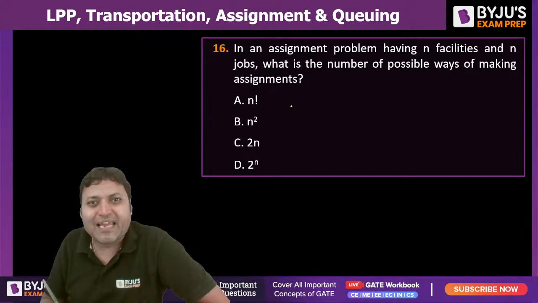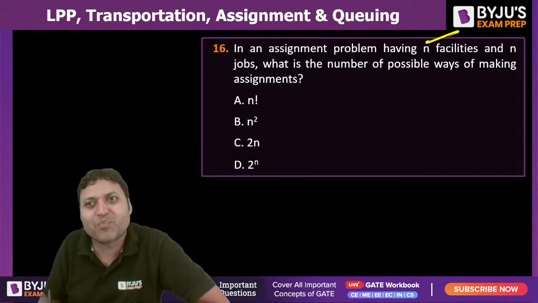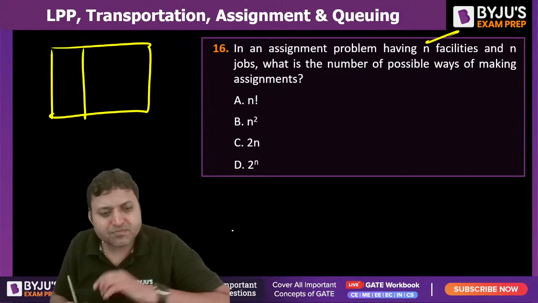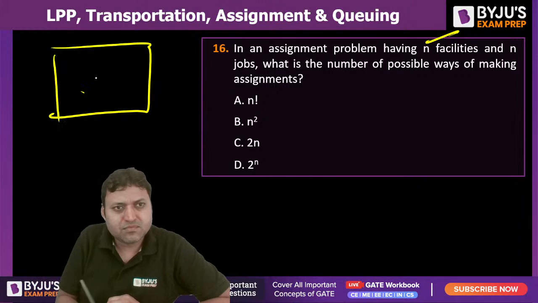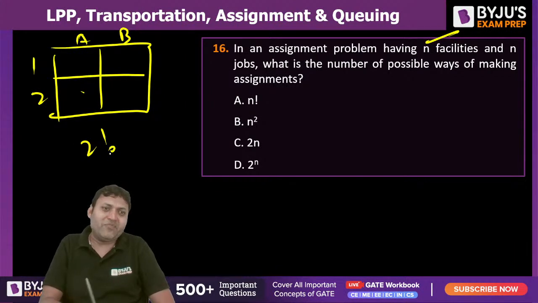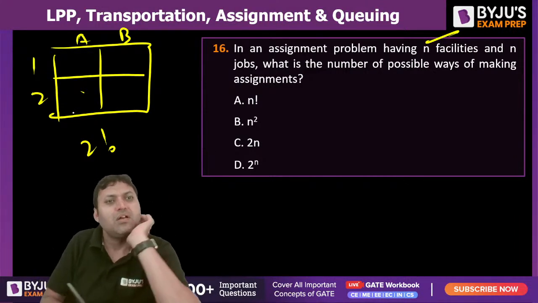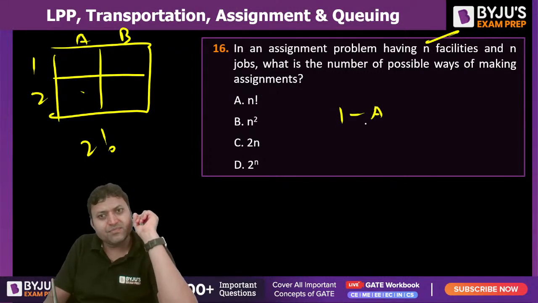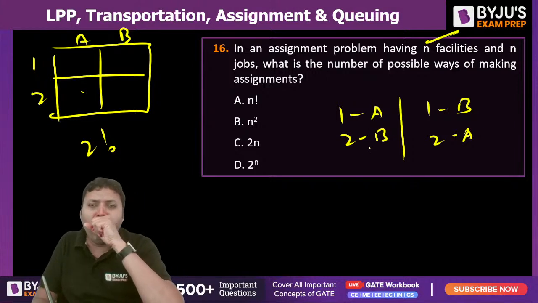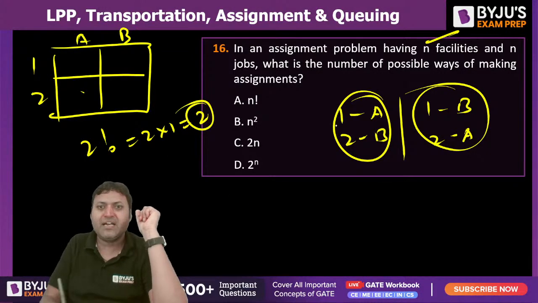Question number 16. In an assignment problem having n facilities and n jobs, the total number of machines is n and jobs is n. What is the number of possible ways of making assignments? If it is 2 machines and 2 jobs, let us say, what are the possible ways? Possible ways will be 2 factorial. It can be 1a and 2b, or it can be 1b and 2a. These are the possible ways. So it is 2 factorial, 2 into 1. There are two ways.